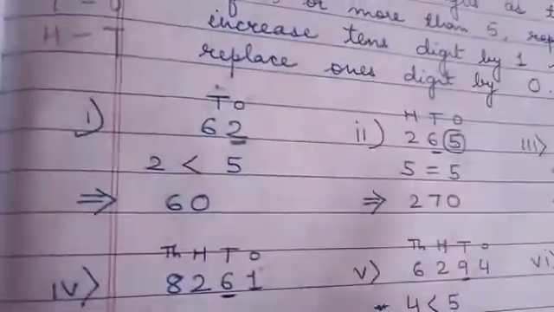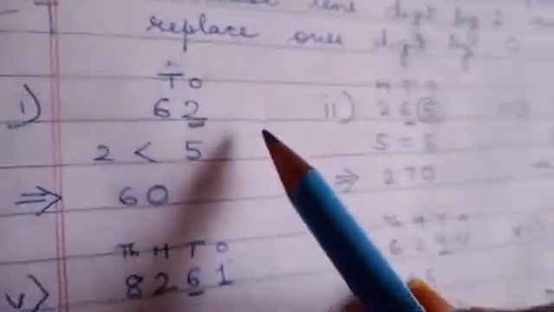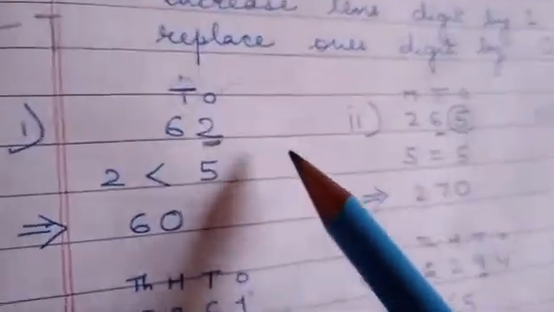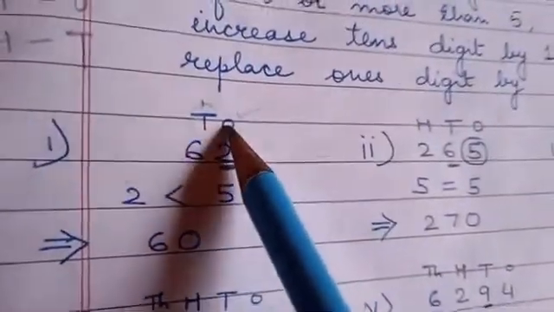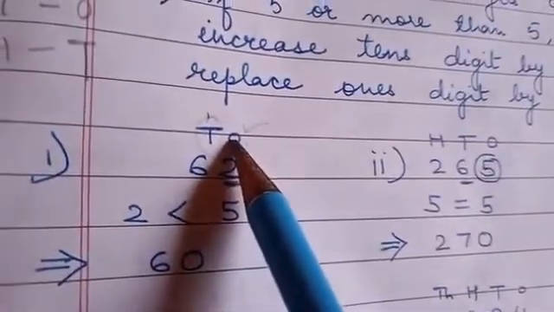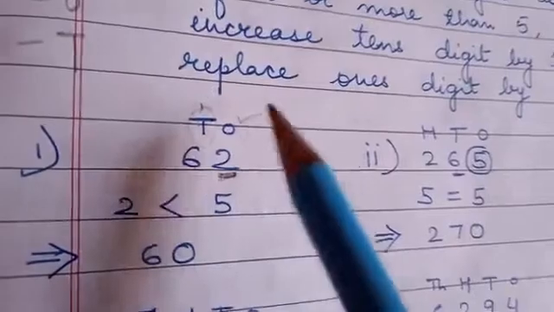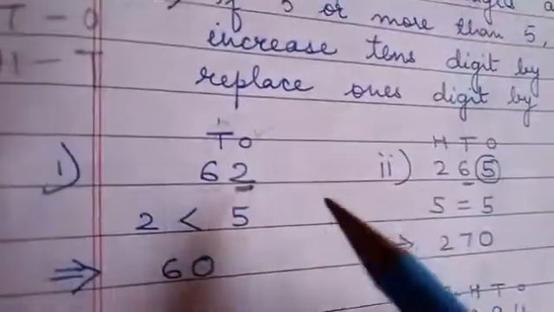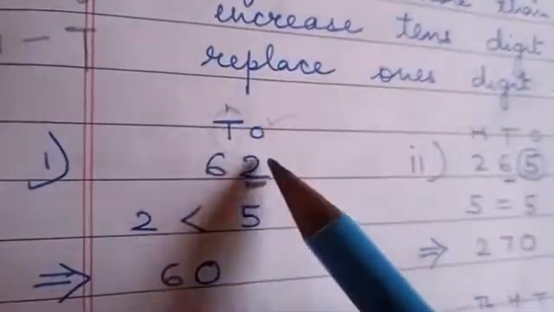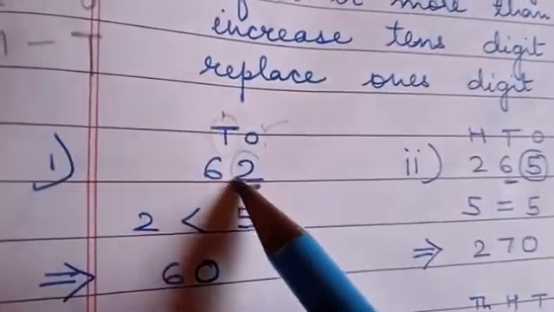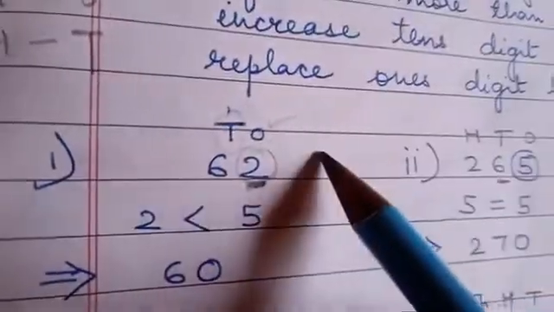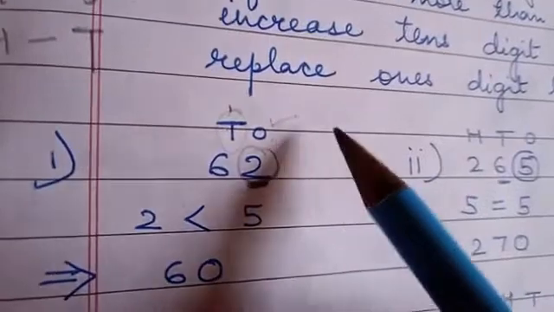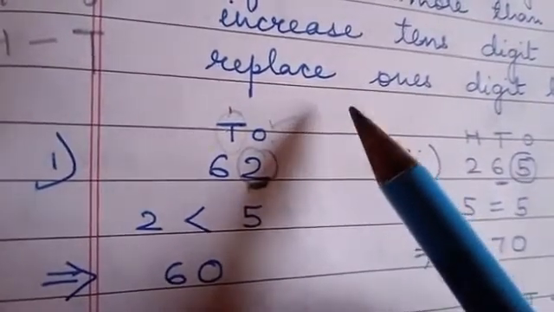Okay, keep this in your mind when you are rounding off to the nearest tens: check the digit at the ones place. Now you will say, Mrs. is telling us continuously to check the digit, what does it mean? It means check the digit at the ones place, whether it is less than, equal to, or greater than 5.